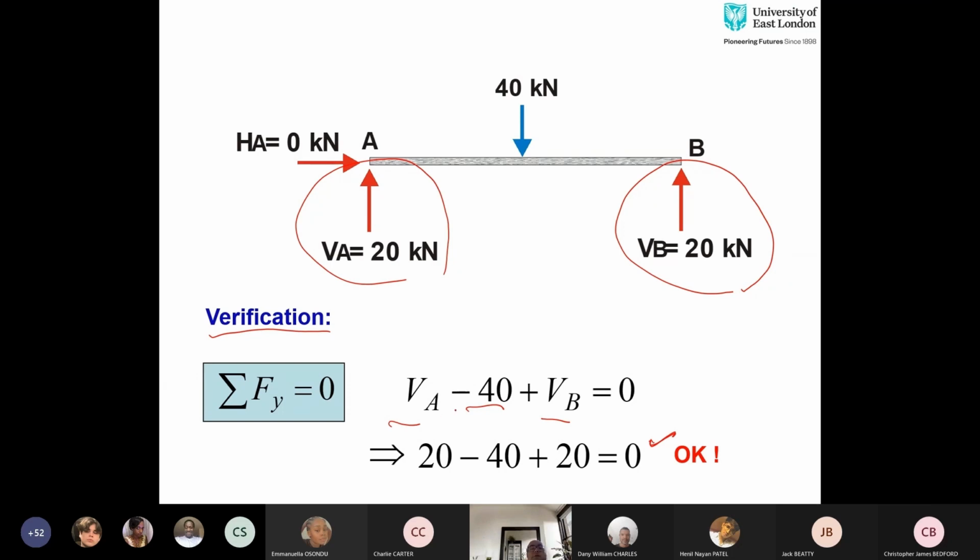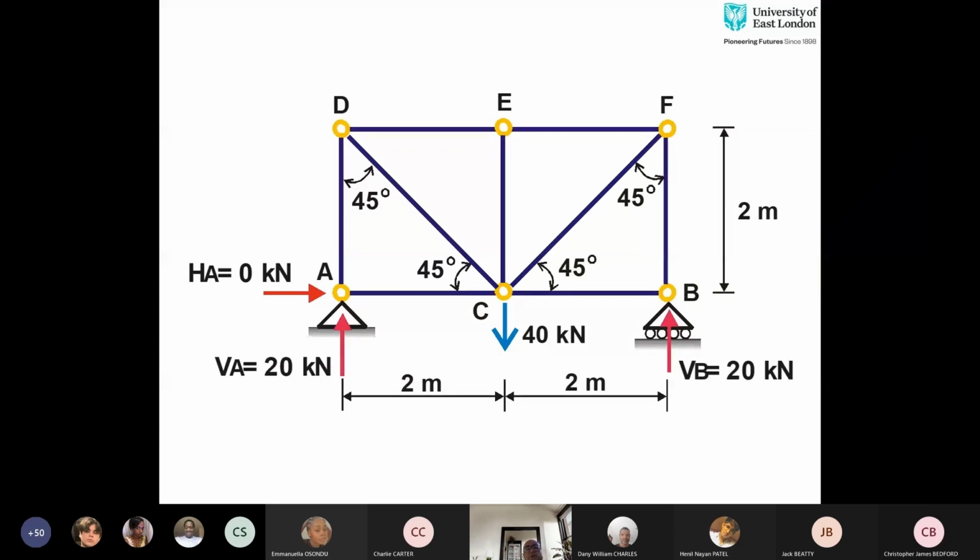It means that our answers were correct as well. Now, once I have these reactions, then I will put these reactions on the structure. Why did we find out reactions? Certainly, we needed these reactions.